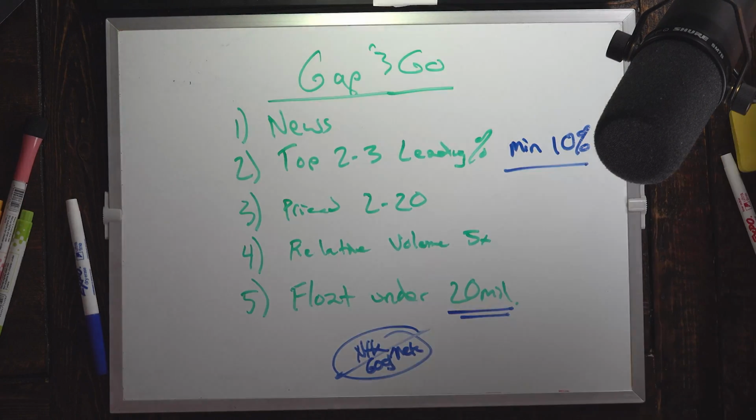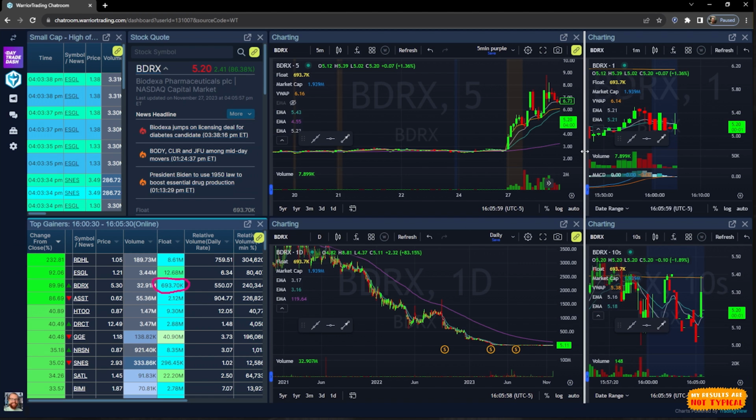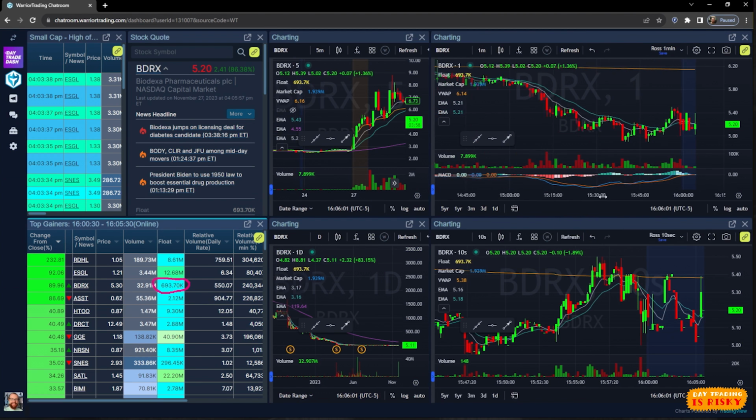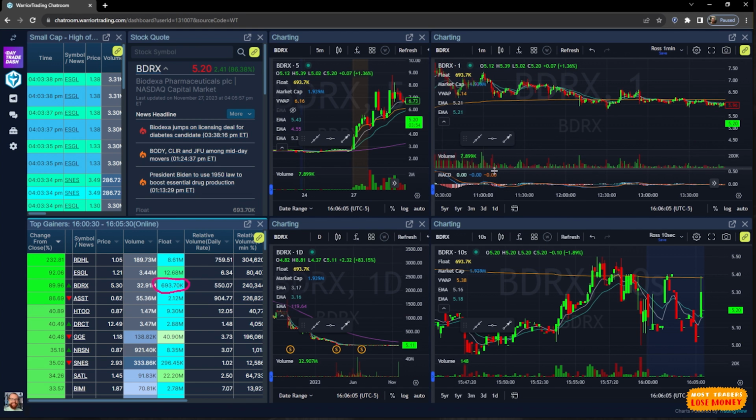And let me go and switch back to the main screen. All right. So I've got this window back up. Okay. So BDRX this morning. Again, gapping up, it's got a float of less than 1 million shares, which is a very low float. And as soon as this stock hit the scanners, I pulled it up. I saw that there was breaking news on it. I saw it's a pharmaceutical company.